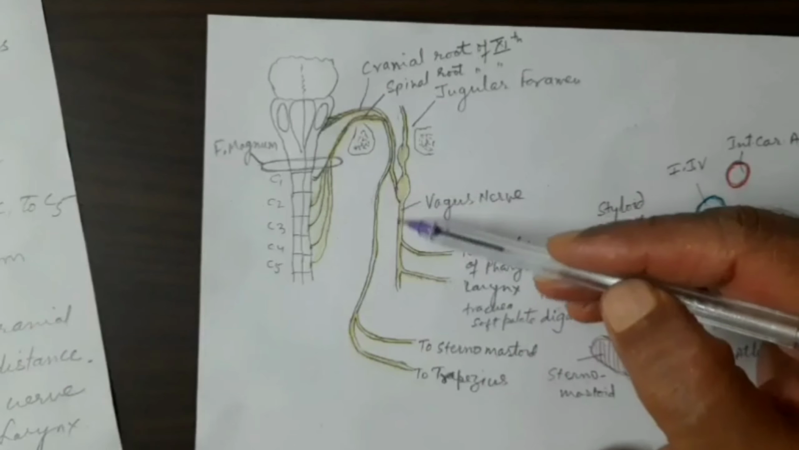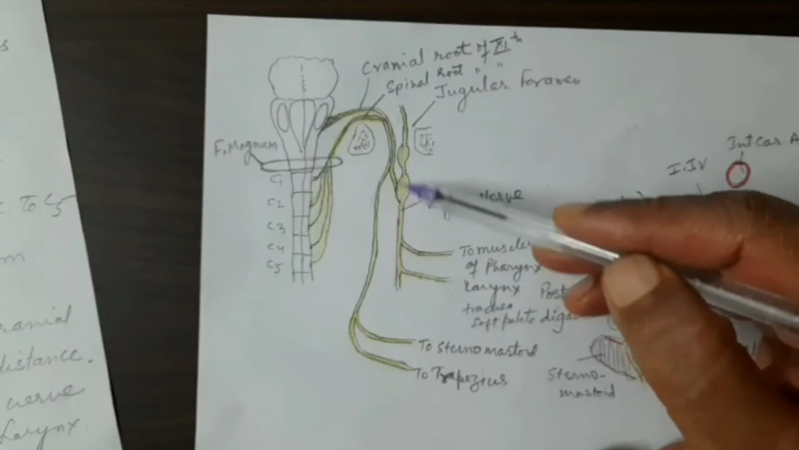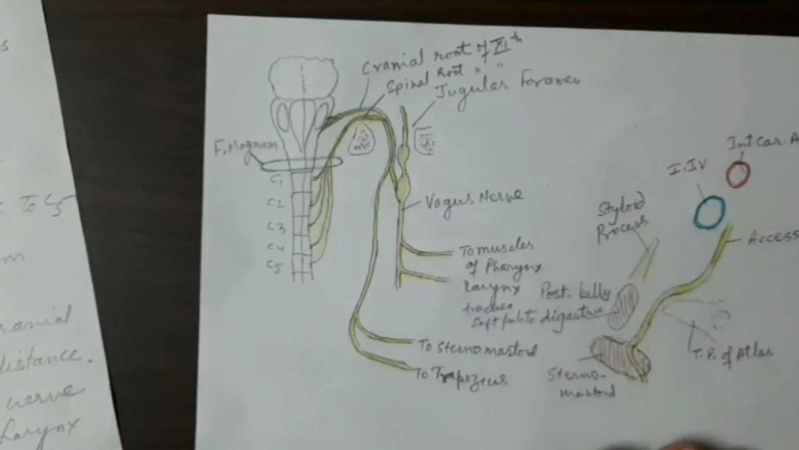So this vagus nerve, along with the fibers of the cranial root, will be distributed to the various structures, that means to the muscles of the pharynx, as it is a motor nerve only. There are various pharyngeal muscles: the constrictor muscles, stylopharyngeus, palatopharyngeus, like that. This nerve will also supply the muscles of the larynx, the external muscle, that is cricothyroid, and the internal muscles, that are called intrinsic muscles. They are all supplied by the vagus nerve.